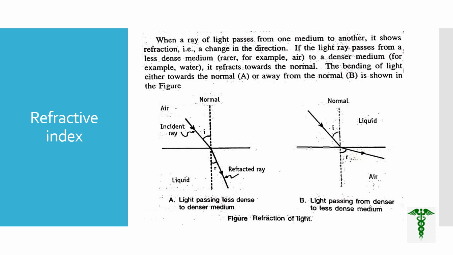And the bending also happens in the opposite case. When the light passes from a denser to a less dense medium, the refraction happens away from the normal. So this is the basic concept of refraction of light.